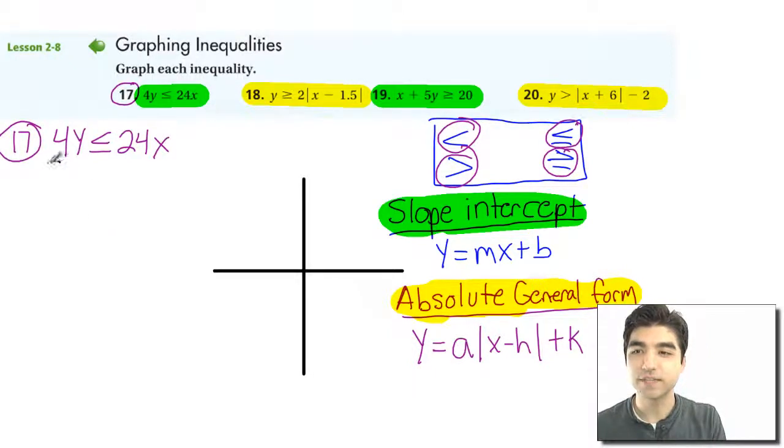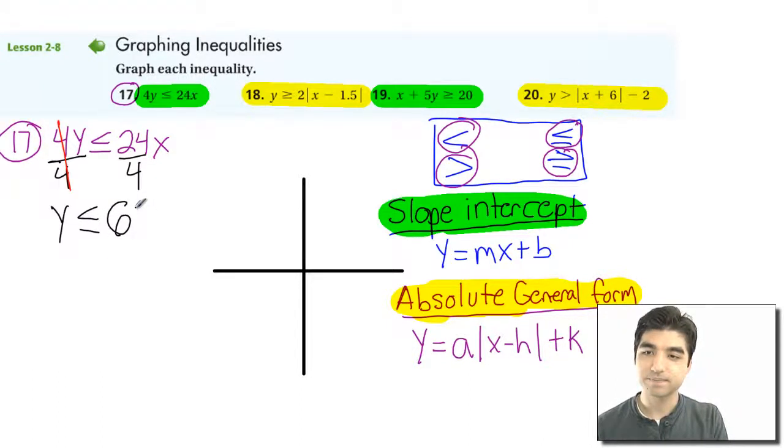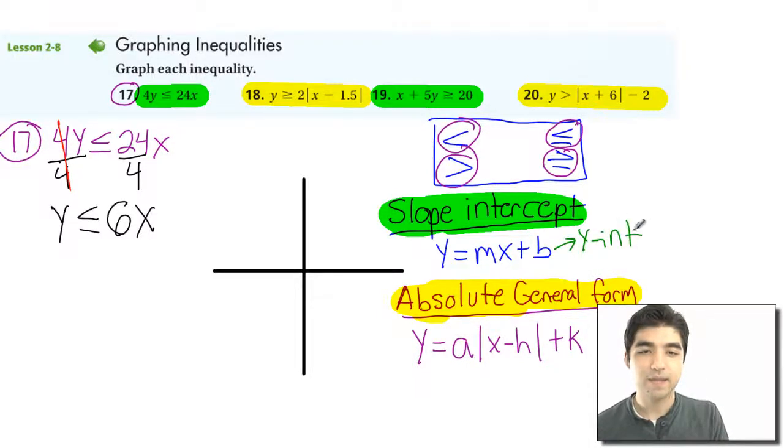First thing that you need to do is divide by 4 on both sides. So on the left-hand side, the 4's cancel out, and you just have y is less than or equal to 24 divided by 4, that's 6x. Okay, so now it's in slope-intercept form. Now we can use certain information that we know about slope-intercept form in order to graph this. The b is the y-intercept, and the m is the slope.